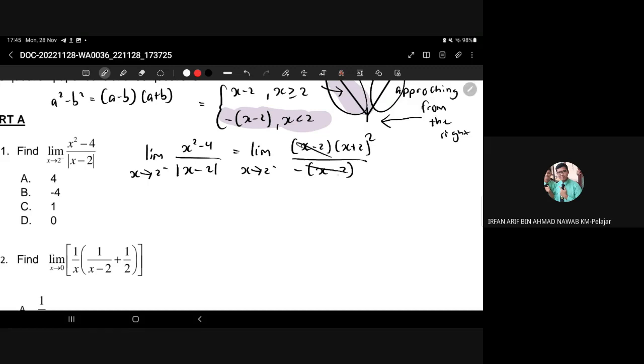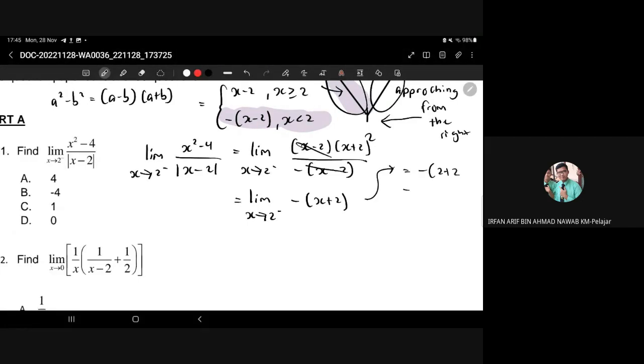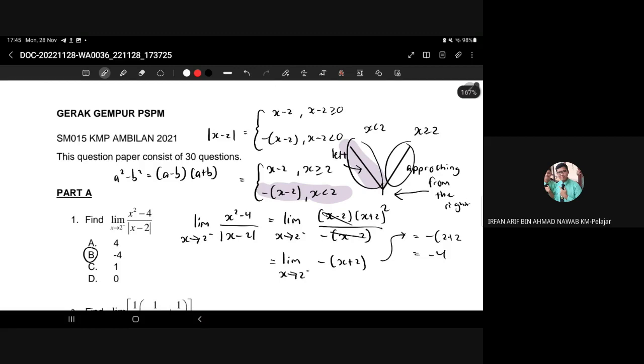You will get negative x plus 2, meaning that we will get negative 2 plus 2, which is negative 4. So the answer should be B, okay? But remember, working is very important. So it's crucial to show that you create a piecewise function for the absolute function, and it is important as well to determine which one you will be using for your limit here.